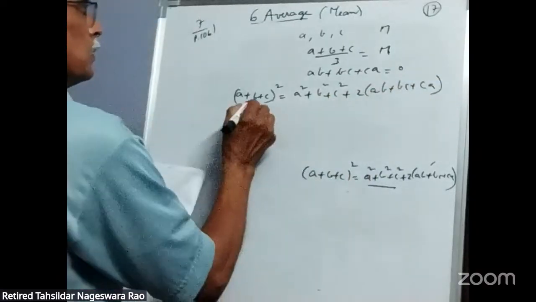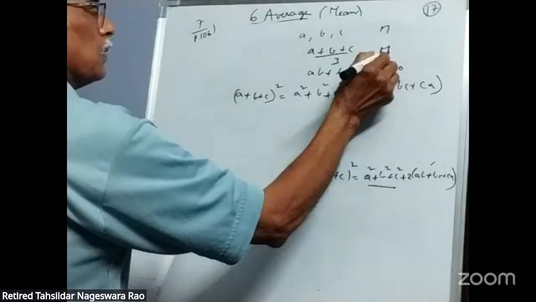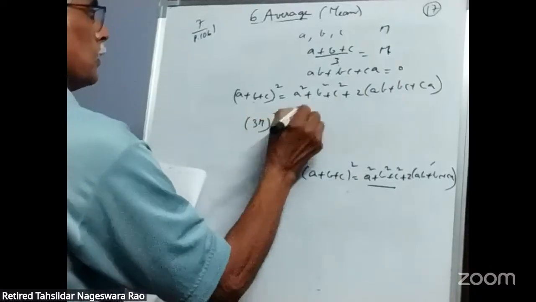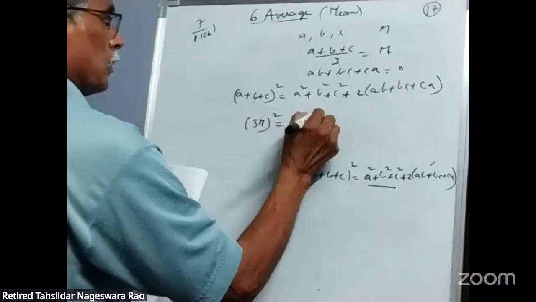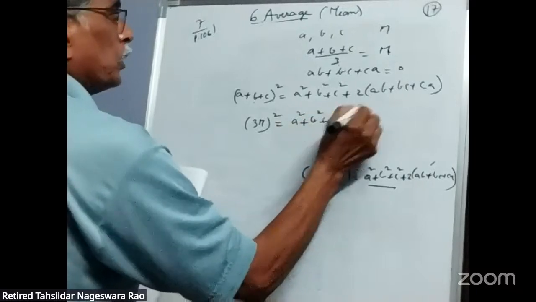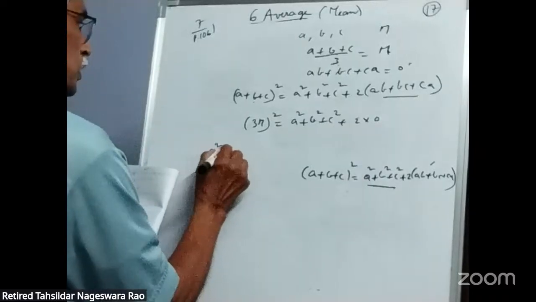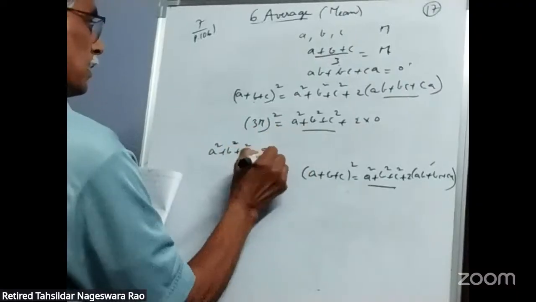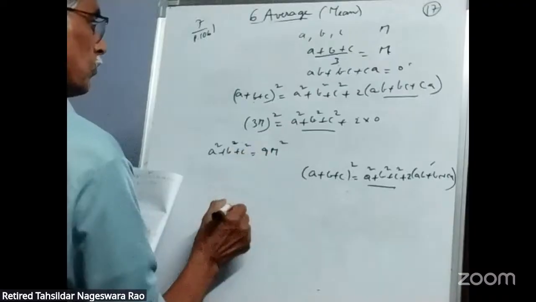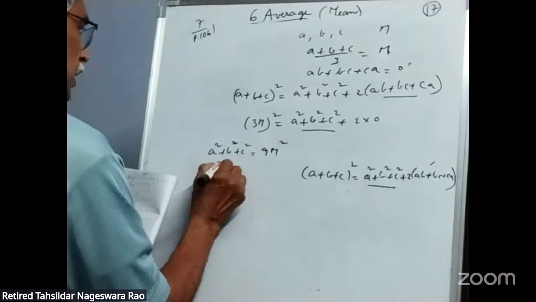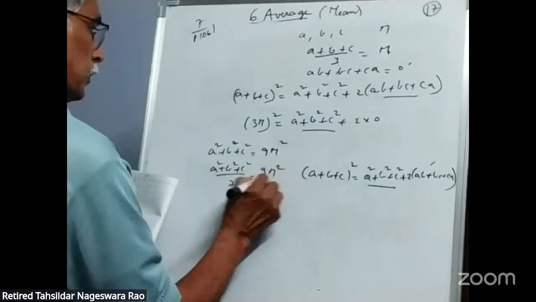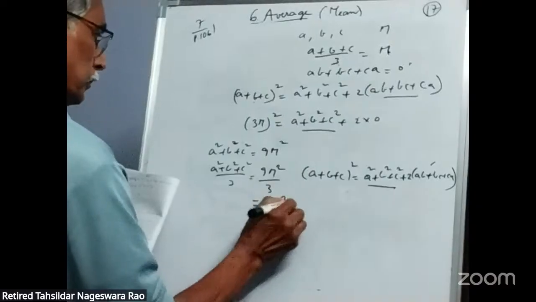A plus B plus C by 3 is m, so A plus B plus C is 3m. 3m whole square equals A square plus B square plus C square, which is required, plus 2 into this one, which is 0. So 2 into 0 is 0. So A square plus B square plus C square is 9m square. The average is A square plus B square plus C square by 3, which is 9m square by 3, that is 3m square.